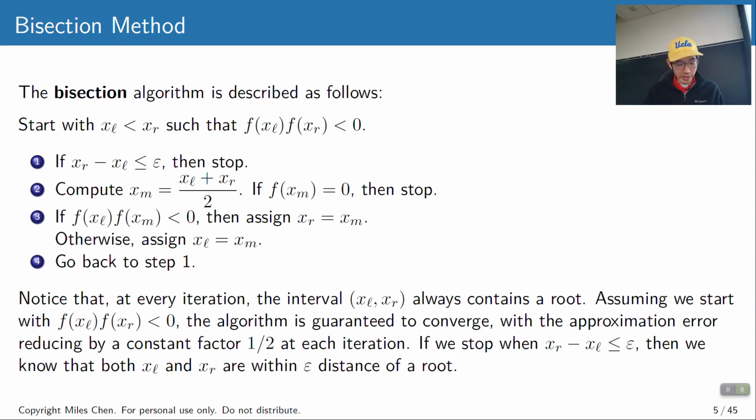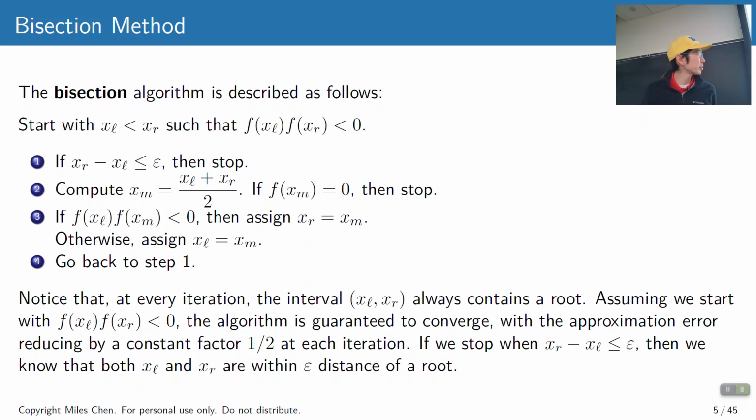So this is the algorithm as described. First of all, you check if the difference between the right side and the left side is less than epsilon, then we'll stop. If it's greater than epsilon, then we want to keep shrinking the interval until it is. So we'll compute the midpoint, which is going to be xm. The midpoint is just the left side plus the right side divided by 2. And if f at that midpoint happens to be equal to 0, then we'll stop, because then we found the root.